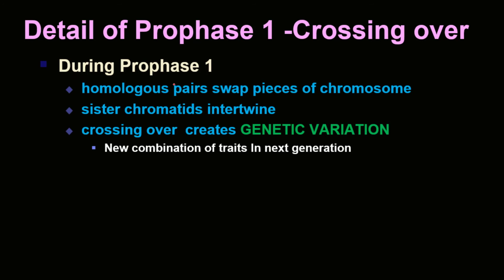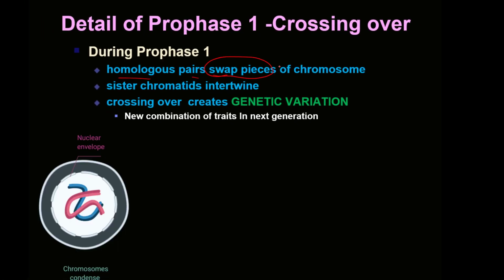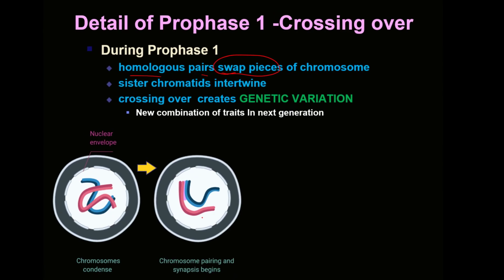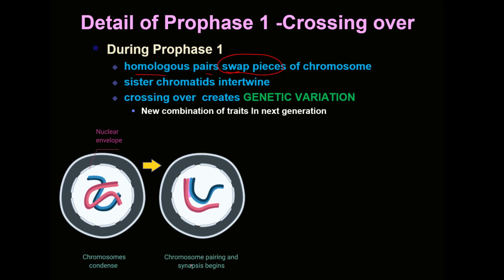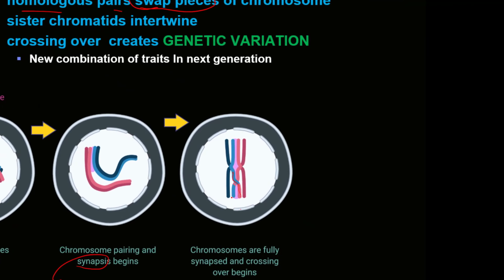During prophase 1, the homologous pairs actually swap some of their information because the chromatids intertwine. So if you look here, we're in prophase 1, right? You see the nuclear envelope starting to disintegrate. We've got the chromosomes. And then we start to see some synapsis, or the crossing over of those chromosomes. And notice right here, we see the full crossover begin. You see how some of this pair crosses over with this?